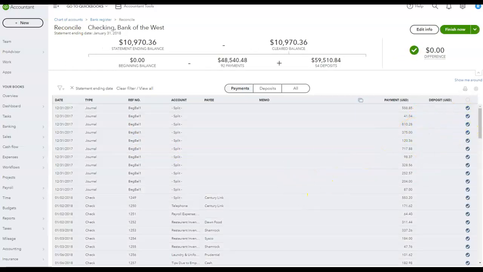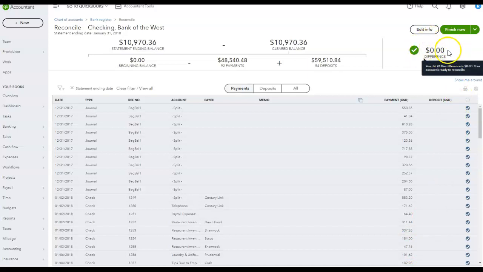Okay, I've checked off all the payments, compared it to the bank statement. And when I'm finished checking off all the payments that cleared the bank and correcting any differences in amounts, I came up with a 0 difference.